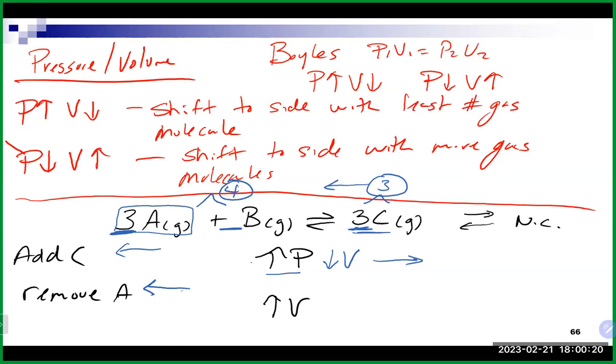And lastly here, if we increase the volume, we would expect the pressure to come down. So again, to counteract the pressure coming down in that larger volume, we would need more gas molecules to have more collisions to bring the pressure back up, if you will. And that means in this case, it would shift to the left. Any questions on any of those there?